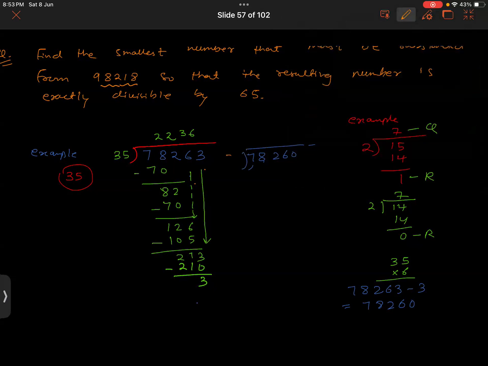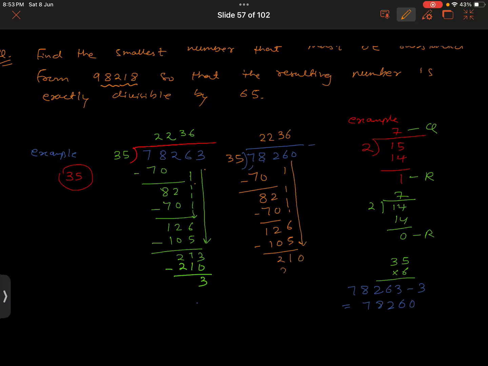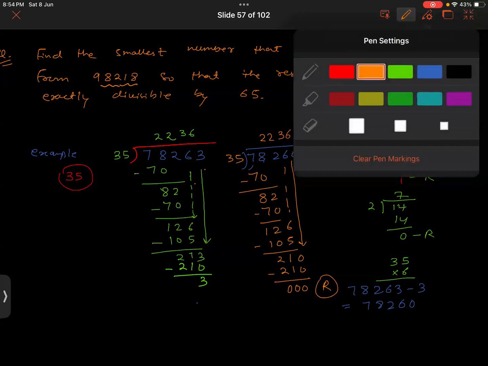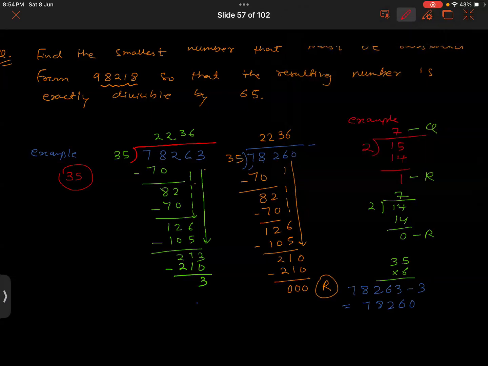Take the number 35. 35 twos are 70. 82 minus 70 is 12. Then bring this 6 over here. Again, 35 threes are 105. Subtract this, 21 will come down here. Now bring this 0 down. Then 35 6s are 210. So 210 minus 210 is 0. The remainder is finally 0. So the number is divisible. Have you understood this?